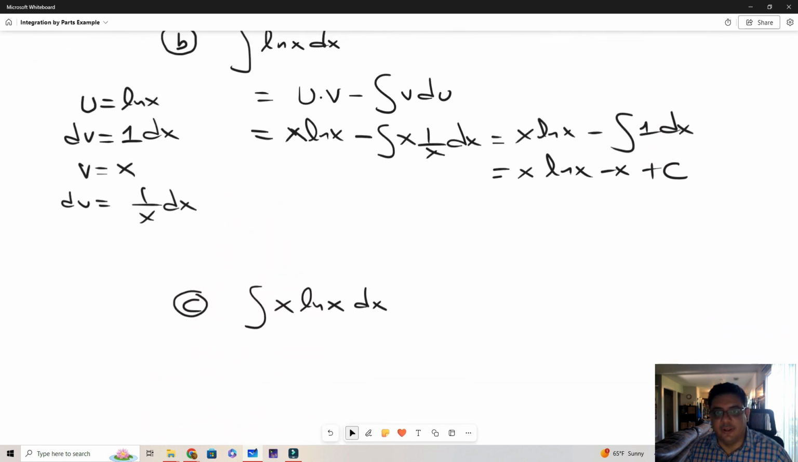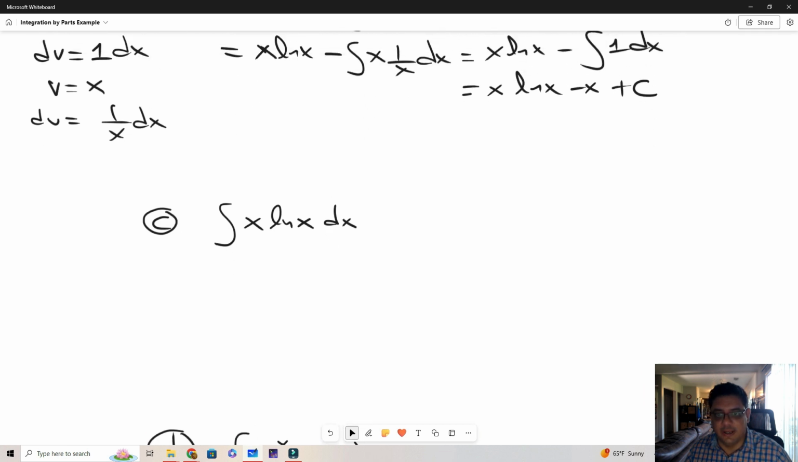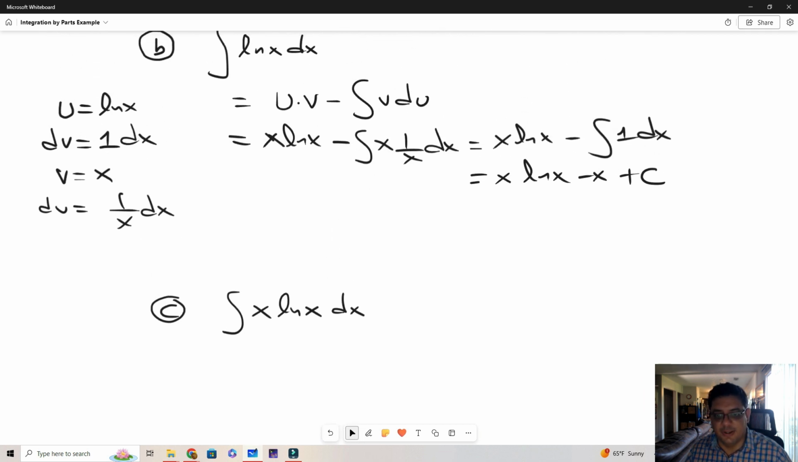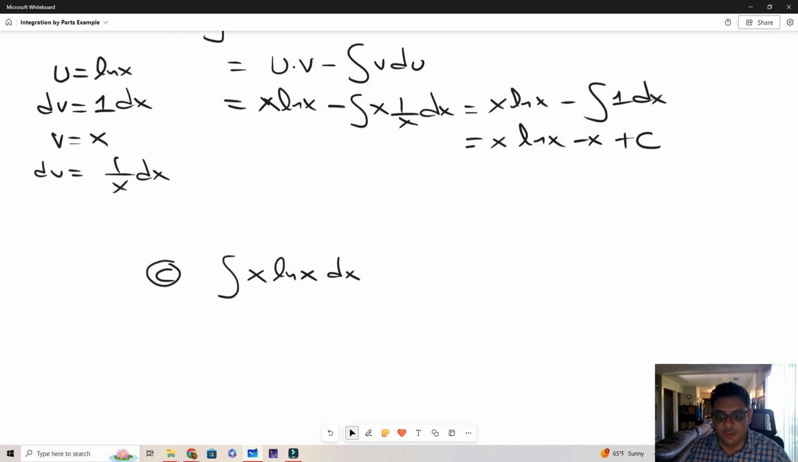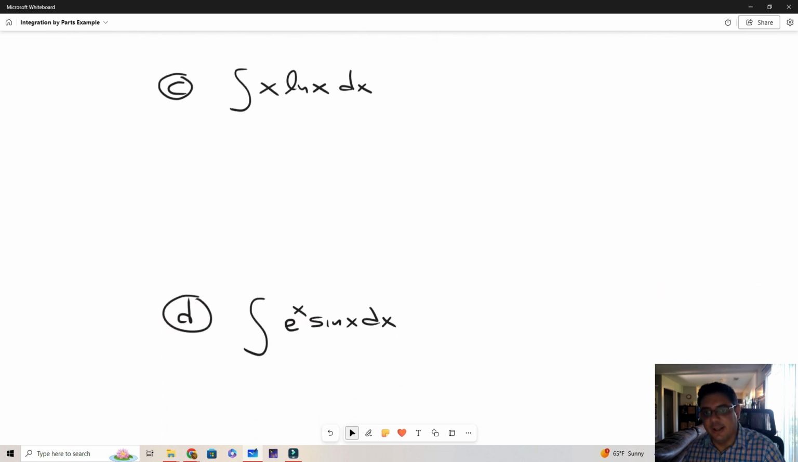Now let's actually use this, but we're going to integrate x log of x. So this is a much more clear multiplication of functions. We're going to try to do the same thing.